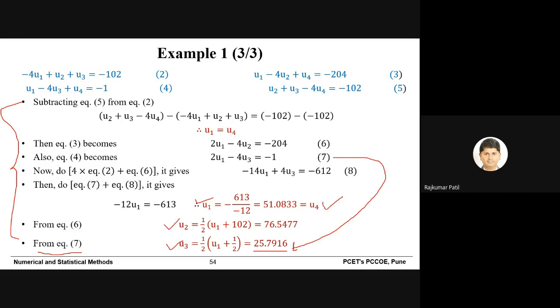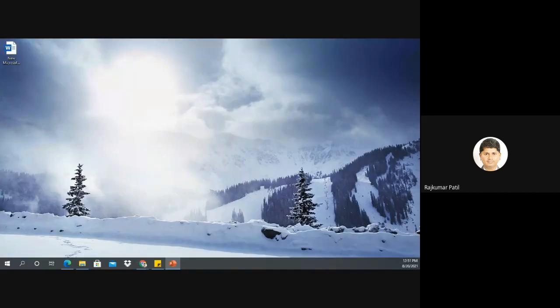However, you are recommended to use the Gauss-Seidel method to solve these equations as simultaneous equations, so that whatever you learned in unit number 1, you are just applying it here to solve the simultaneous equations to get the solution up to desired accuracy. So that's it from my side. If you have any question related to this, the session is open for discussion.